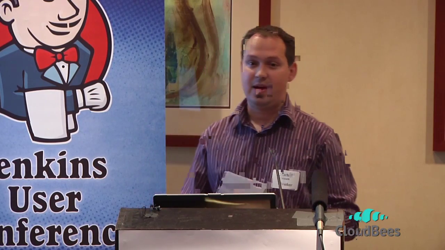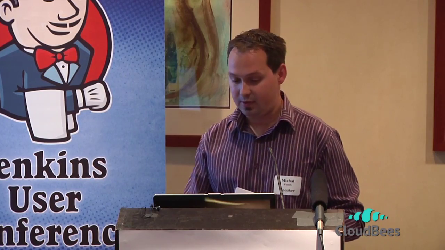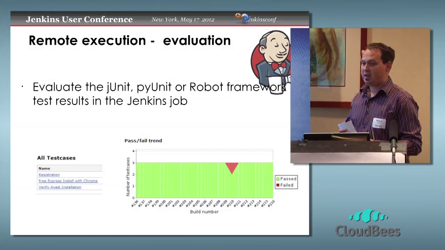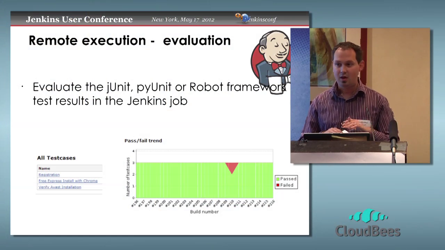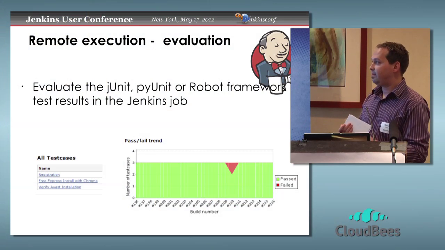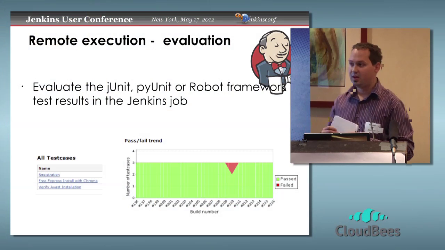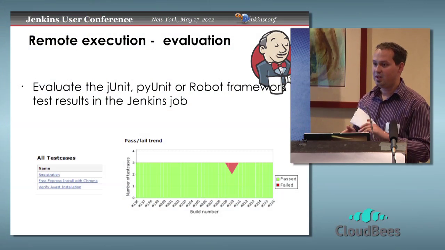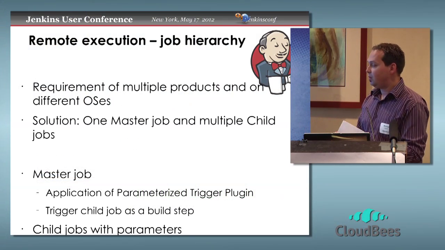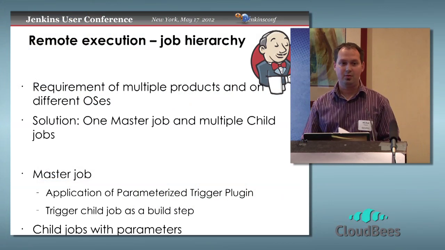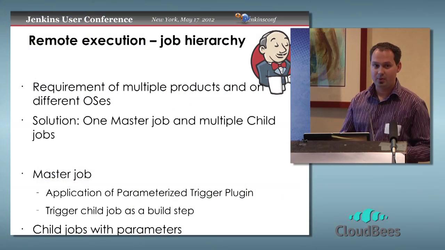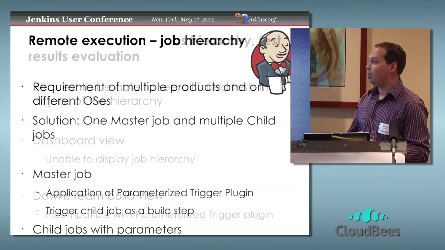Unfortunately, this master-child job infrastructure brought us some problems with the test results evaluation. Because we are running the same sets of tests on different operating systems, it's not possible to use aggregating of the test results, because the tests are the same, just from different operating systems. So we tried to use the Dashboard View plugin, but the problem with this was that it worked just for one master job. It wasn't possible to use it for more master jobs.